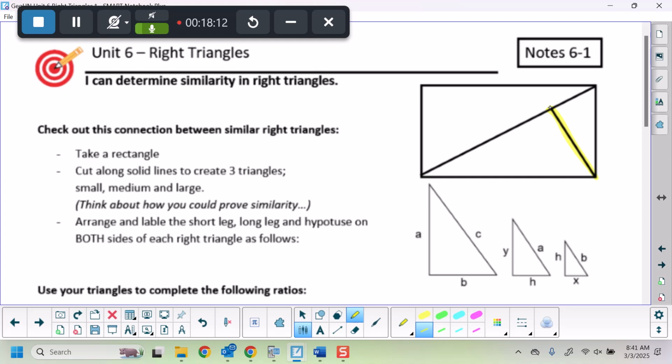So if you set them up in this orientation and labeled everything A, B, C, Y, H, A, and H, X, B, you're like, these are really weird letters, and I wanted you to label them on both sides. Everybody okay with that? It is a trick to be able to put the triangles back into the correct orientation.